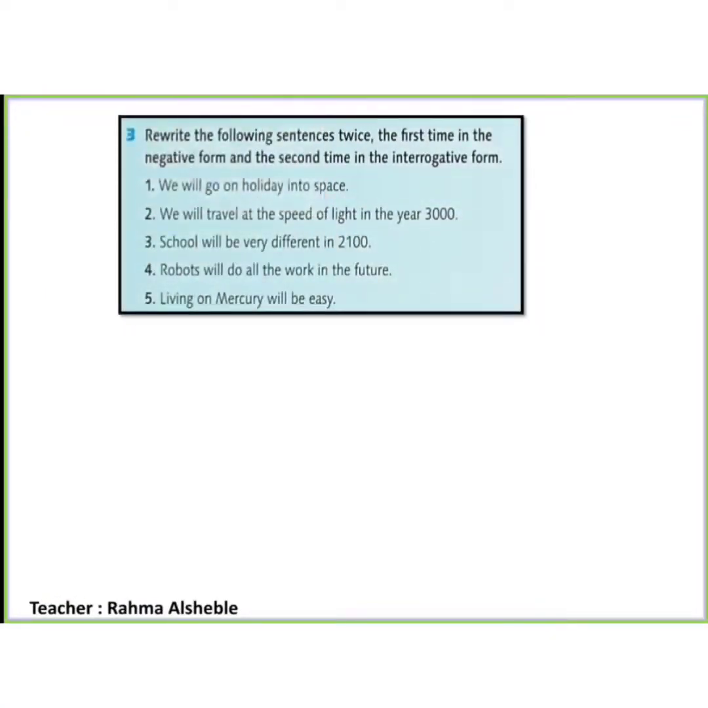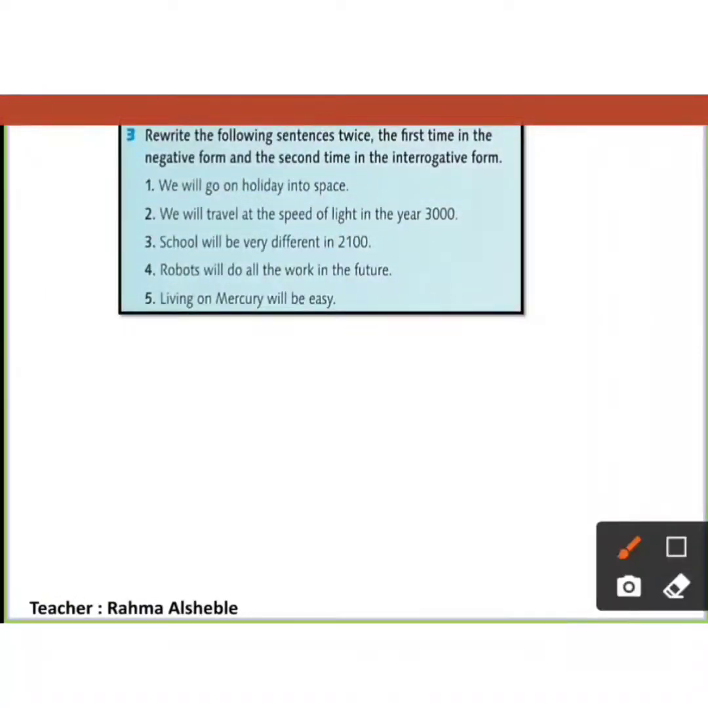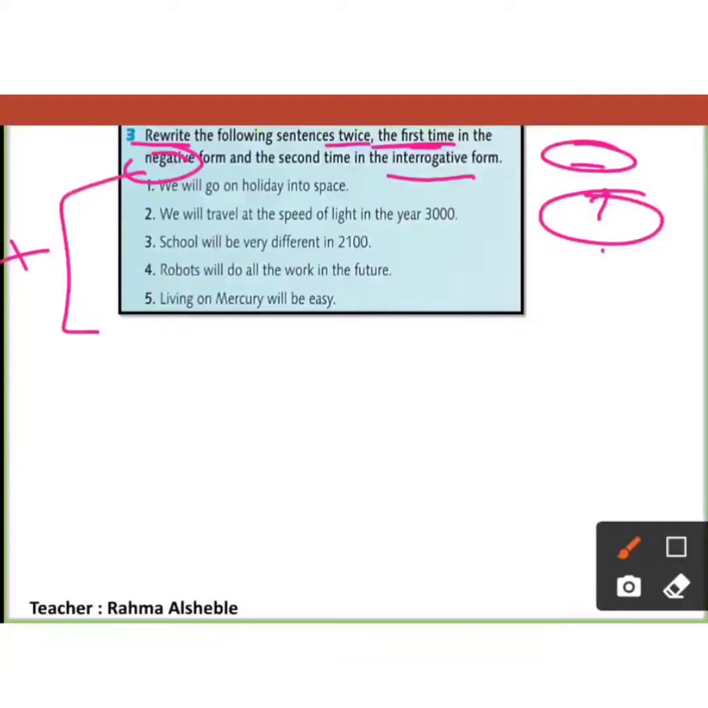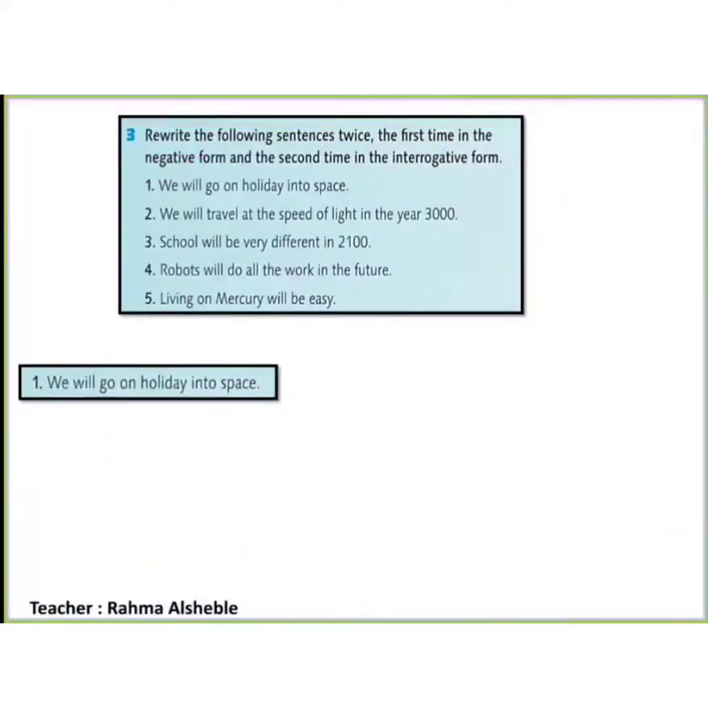Now we have finished the first question. Let's move to the next question. Question number 3 says rewrite the following sentences twice. You will rewrite them twice. The first time in the negative and the second time in the interrogative form. So in the negative and in the interrogative. All the sentences are of course affirmative. You will rewrite them the first time as negative and then as a question or interrogative. Let's start with number 1.